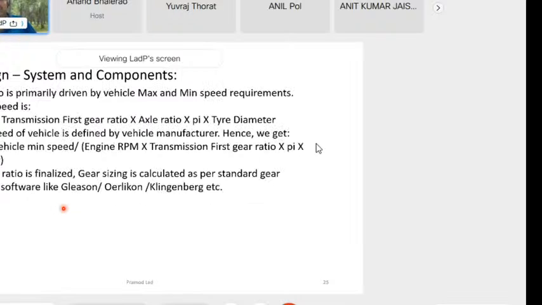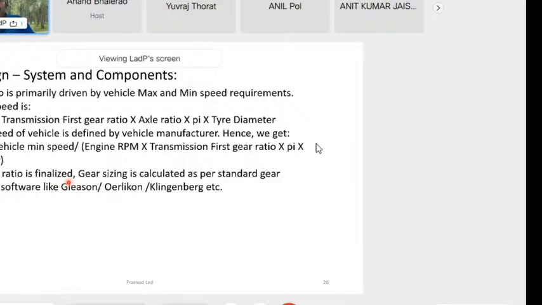Ring gear ratio is primarily driven by vehicle max and min speed. Vehicle minimum speed is calculated by engine RPM into transmission first gear ratio into axle ratio into pi into tire diameter. So the minimum target speed of the vehicle is defined by the vehicle manufacturer. Hence, we get the axle ratio from the above equation.